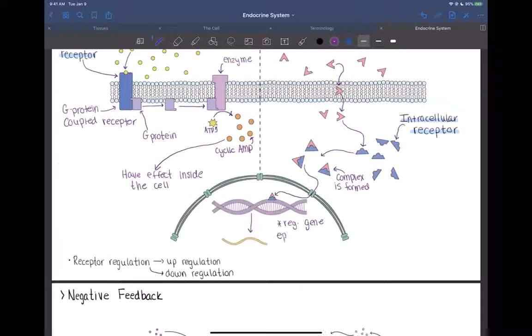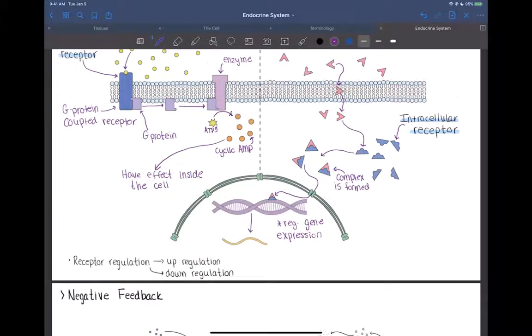Because remember, DNA codes for proteins. So it's going to regulate gene expression. It can cause proteins to be expressed more, or it can silence the region for a certain protein so it's not expressed. That will just depend on the hormone and its receptor. But it's going to regulate expression of proteins.